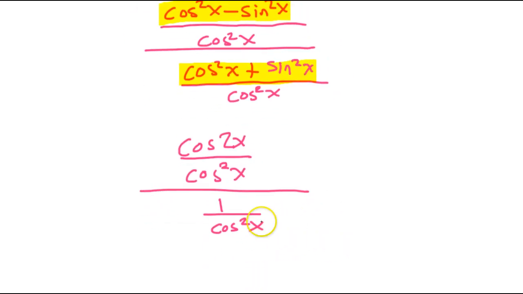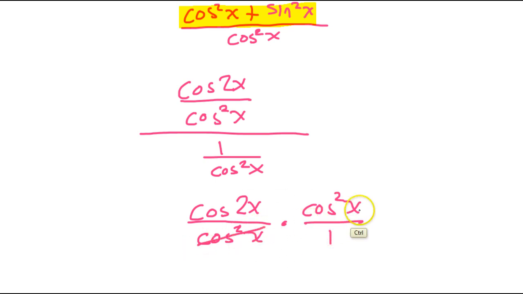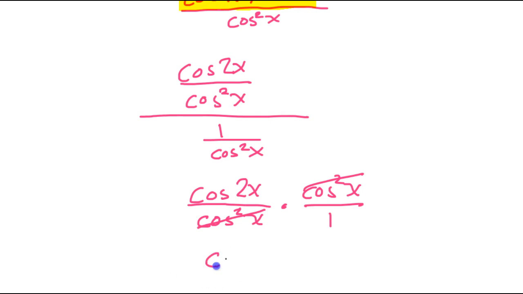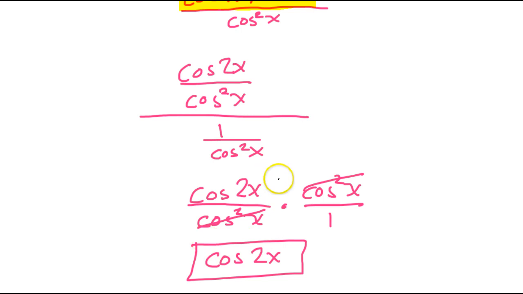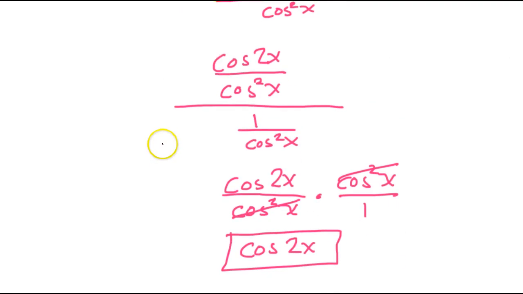Okay? Now, you can either multiply by the reciprocal, or you can just recognize that these cosines will cancel out. However you want to do it. I'll go ahead and do it the long way, just in case anybody needs me to, and multiply by the reciprocal, which is always how you divide a fraction by a fraction. So I have cosine 2x over cosine squared times cosine squared over 1. So notice that these cosine squares will cancel each other out, and that will leave me with cosine 2x. And I'm pretty sure that that was the target. Cosine 2x is what we were trying to get, so we are done.